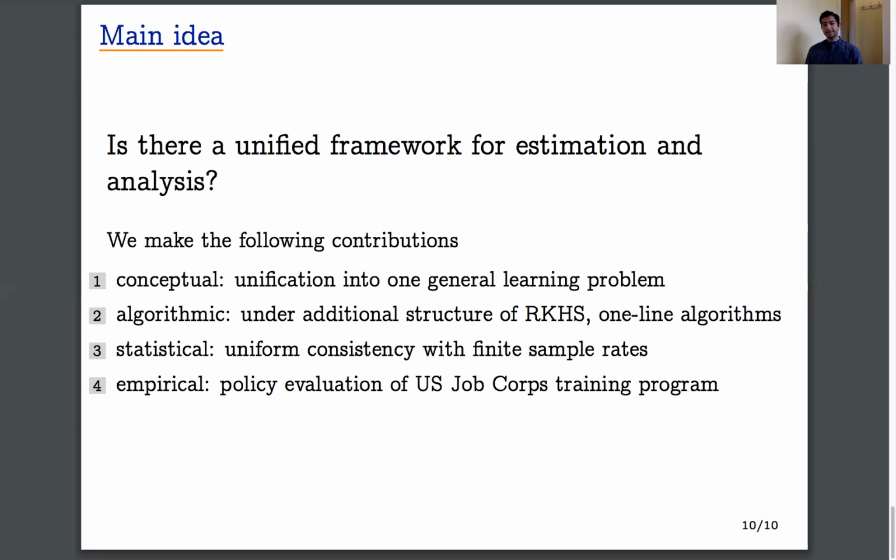Now, the main idea of this paper is to present a unified framework for estimation and analysis across all of these counterfactuals. Conceptually, we unify these various counterfactuals into one general learning problem. Algorithmically, we impose the additional structure of the RKHS and arrive at one-line algorithms. Statistically, we prove uniform consistency with finite sample rates. And empirically, we conduct a policy evaluation of the US Job Corps training program.